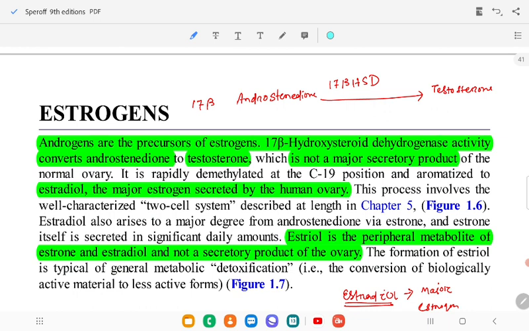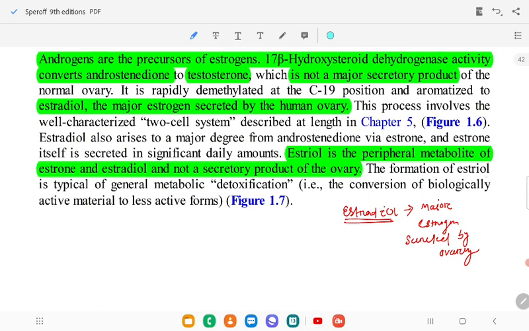So from the androstenedione, it is from testosterone. Testosterone is formed, and by aromatase, rapid demethylation at the C19 position causes conversion to estradiol. The major estrogen secreted by the ovary is the estradiol. Okay, this was the well characterized two-cell system. The estradiol also arises to a major degree from the androstenedione via testosterone, and estrone itself is secreted in insignificant amounts.